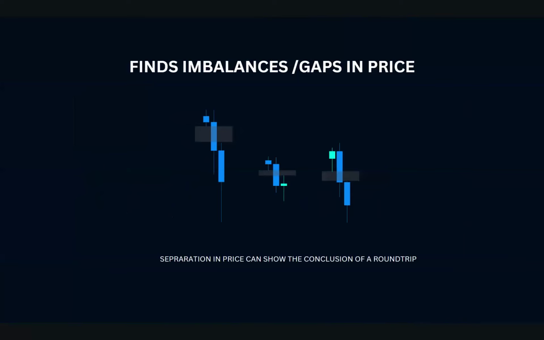Here's more examples of what it looks like. You find imbalances, gaps in price. They're very easy to notice. Just start backtesting and testing it out and practicing and seeing if you can find them, because you've got to train your eye to notice these things and practice them, and then you'll be able to see them and notice them very, very easily.